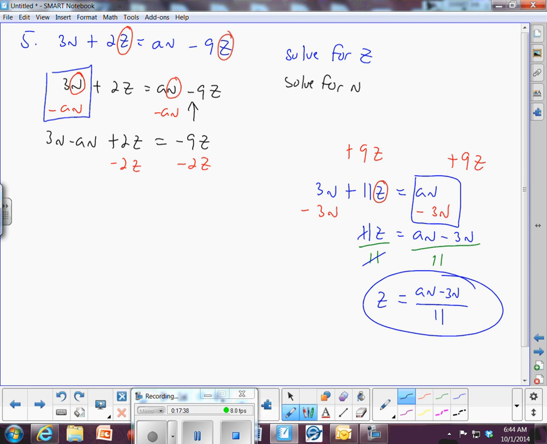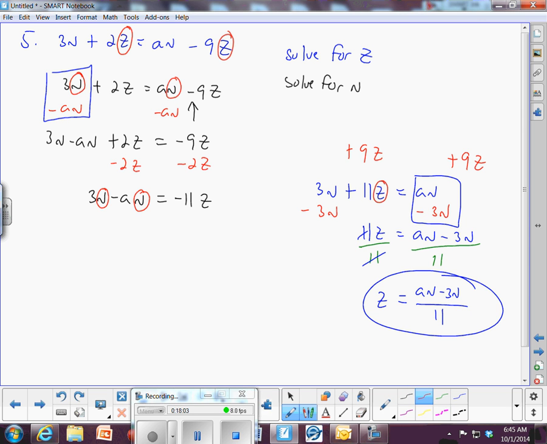All right, what does my left look like? 3n minus an equals. All right, what do you get on the right? I hope you're thinking a negative 11z, right? A negative 9 of them and 2 more negatives of them leaves you 11 negatives of them, right? Negative 11z.